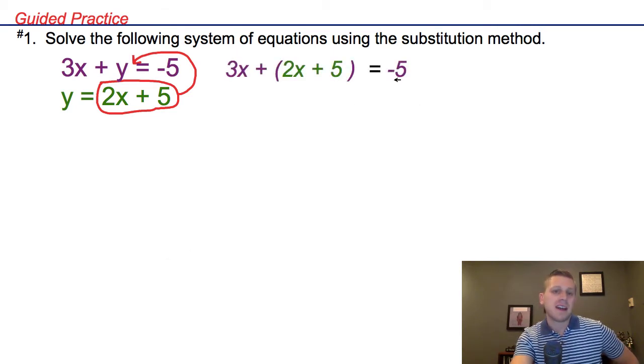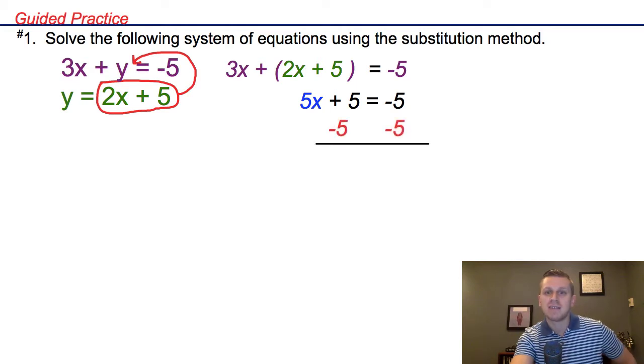Once I've done that, I can now just solve the resulting equation for x. Here, there's no value outside of the parentheses to distribute, so I can just go ahead and combine like terms. 3x plus 2x will become 5x. Now separate variables and constants. Subtract 5 from both sides, we get negative 10. Divide by 5, I get x equals negative 2.